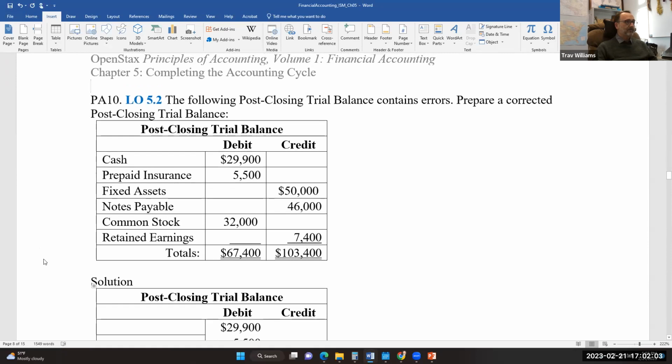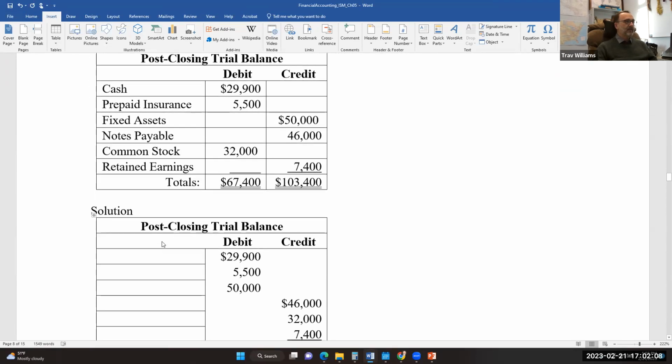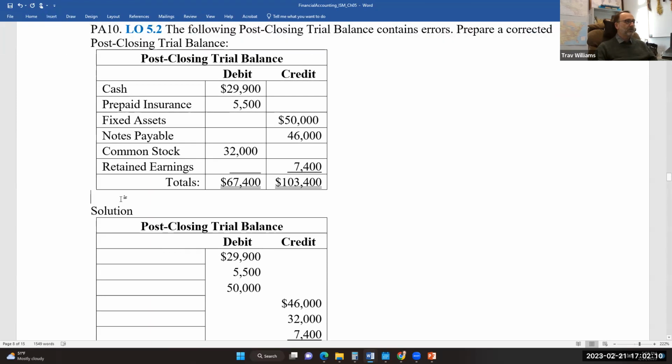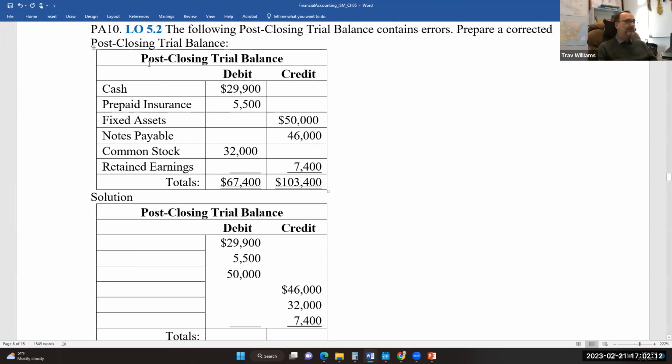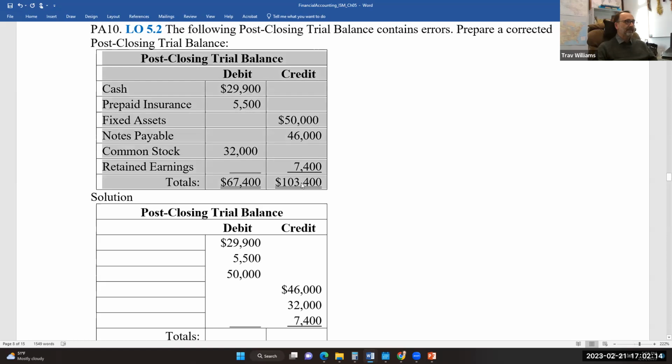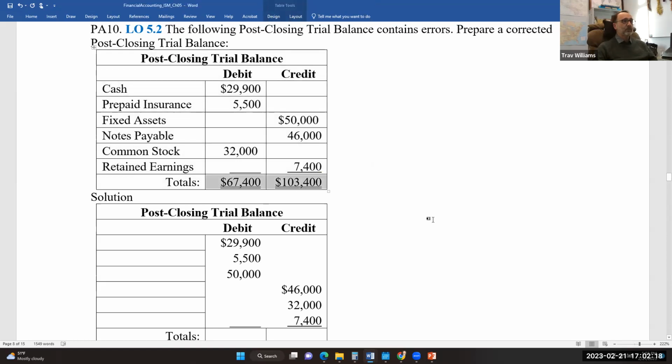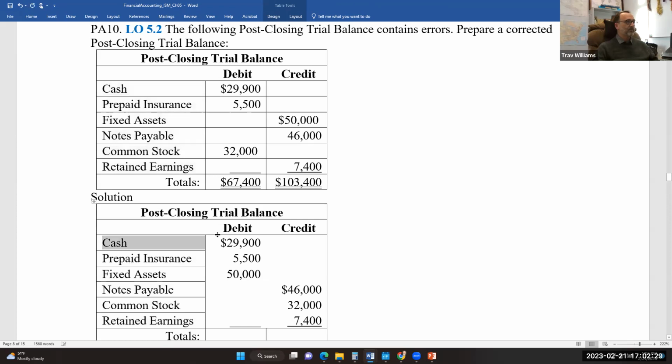Okay, problem 10, prepare a corrected post-closing trial balance. So here we have a post-closing trial balance, but there are two mistakes. We know that there are mistakes because the debits do not equal the credits, right? So something's wrong. So let's take a look. In fact, the account names are fine. We can go ahead and put the account names in.